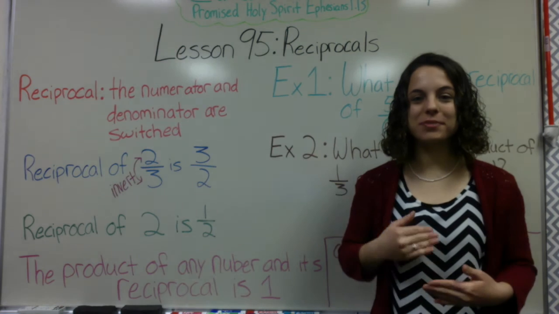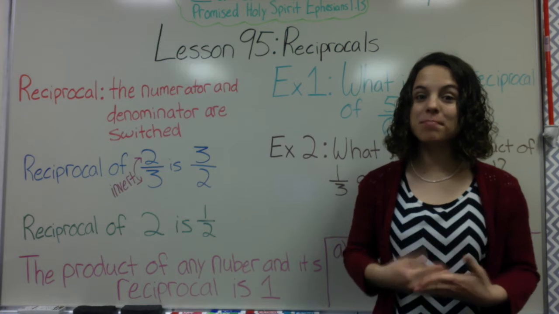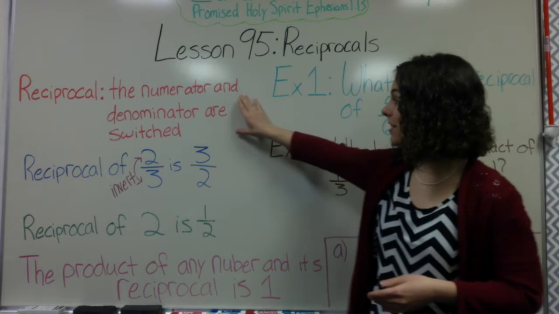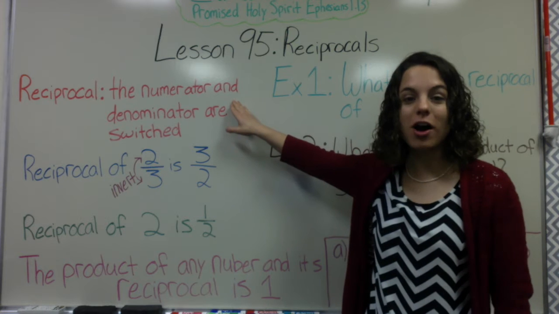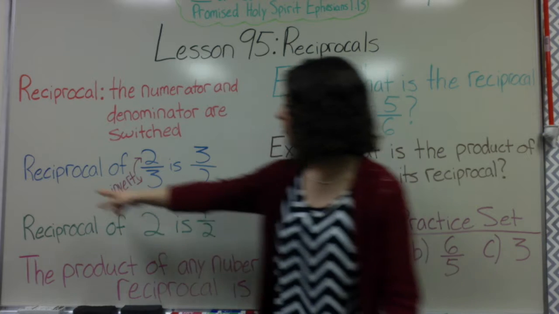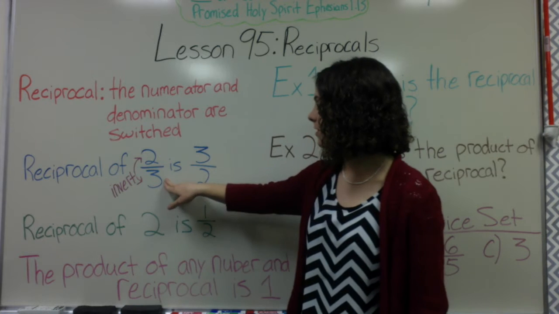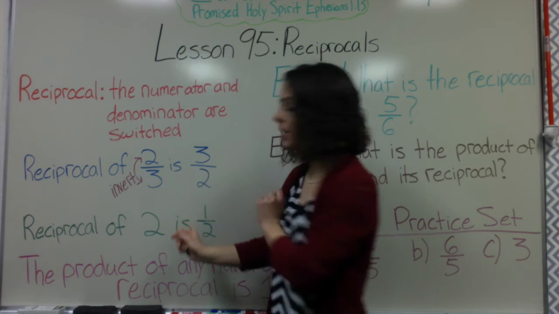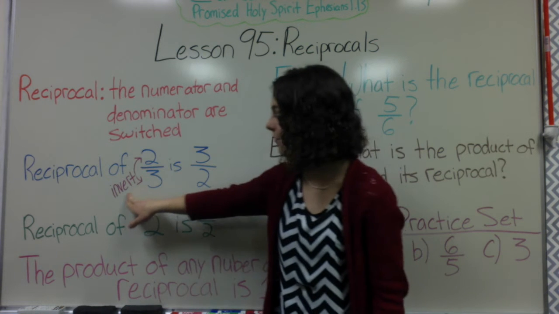This is about reciprocals. Now, a reciprocal is a very simple concept. It simply means that the numerator and the denominator are switched. So, for example, the reciprocal of 2/3 is 3 over 2. I switched, which in math terms we call an invert.